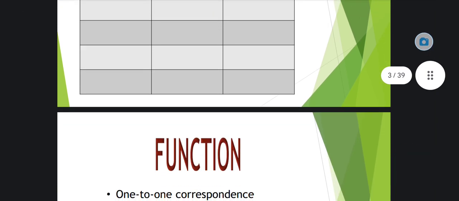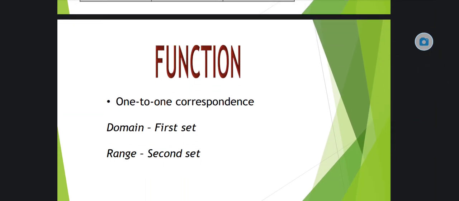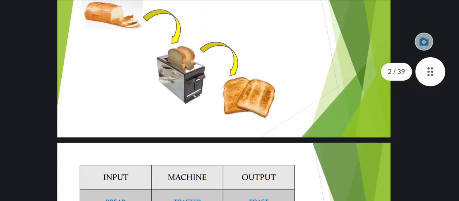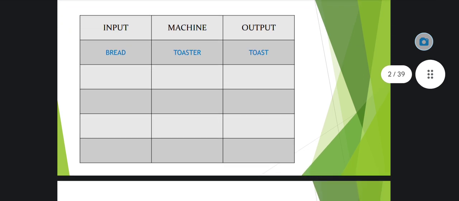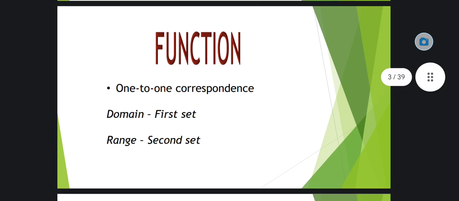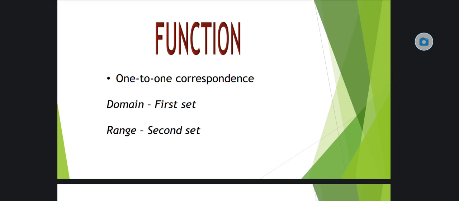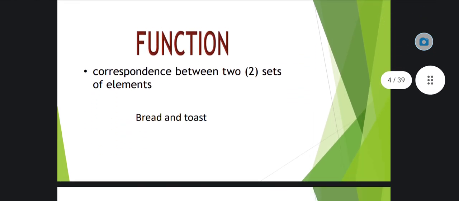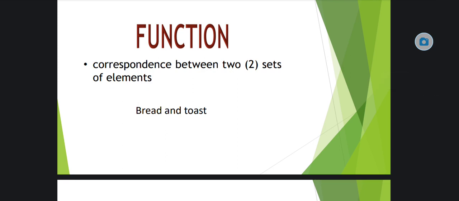Okay, we have here function. We use the function of the toaster to be able to come up with toast bread. Okay, so function meaning one-to-one correspondence. There's only one element in B for every element in A. The first set is called the domain, the second set is called the range. So, correspondence between two sets of elements.